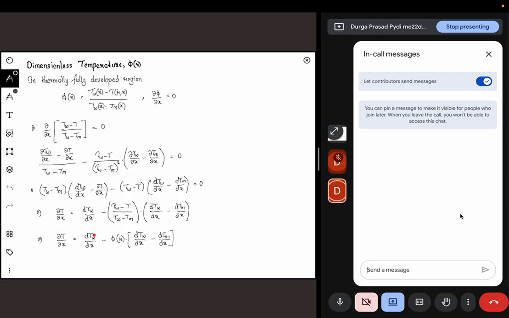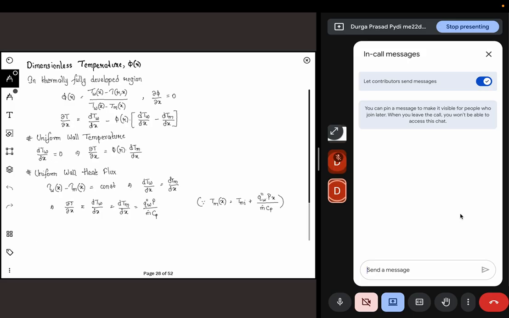So del T del x is dTw by dx minus phi times del dTw by dx minus dTm by dx. Both Tm and Tw are only functions of x, while T is a function of r. So this entire term will only be a function of r in the fully developed region. In the entrance region, this could still be a function of r and x. But once it is fully developed, we are assuming del phi del x equals 0, so phi will only be a function of r.